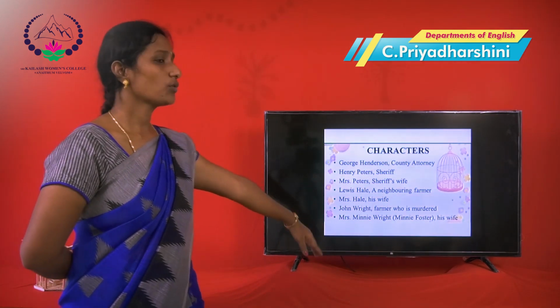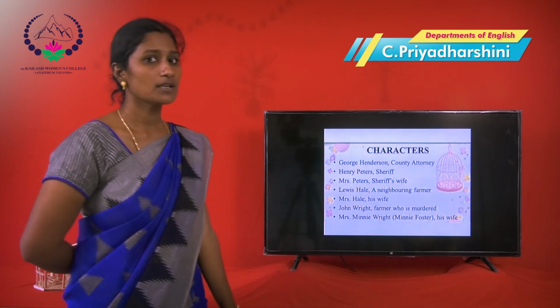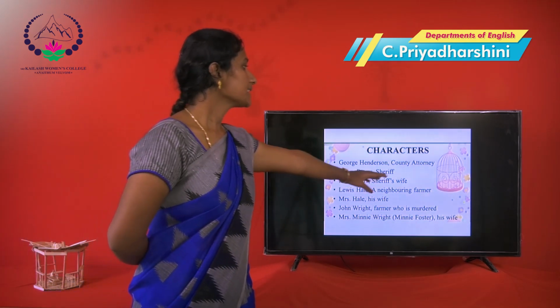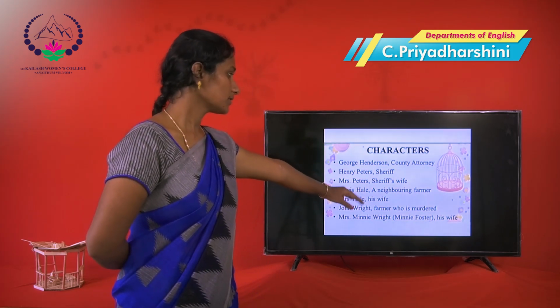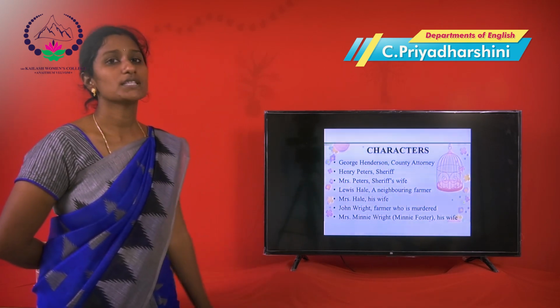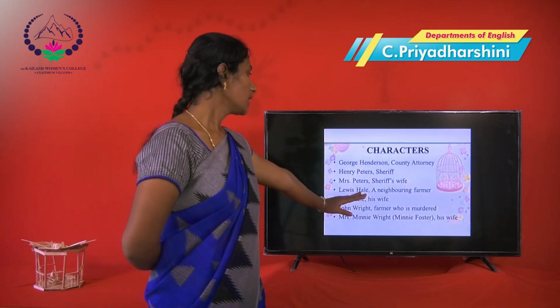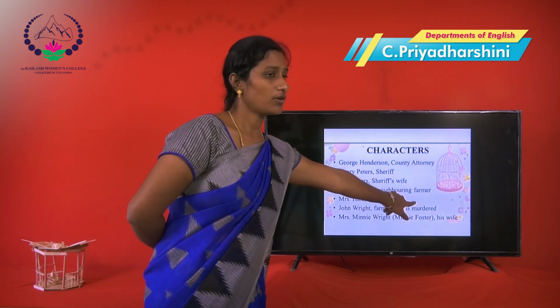Next, we see the characters. These are all the main characters. The first character is George Henderson. He is a county attorney. The next character is Henry Peters. He is a sheriff. And the third character, Mrs. Peters. She is the sheriff's wife. And then the fourth character, Lewis Hale. He is a neighboring farmer.